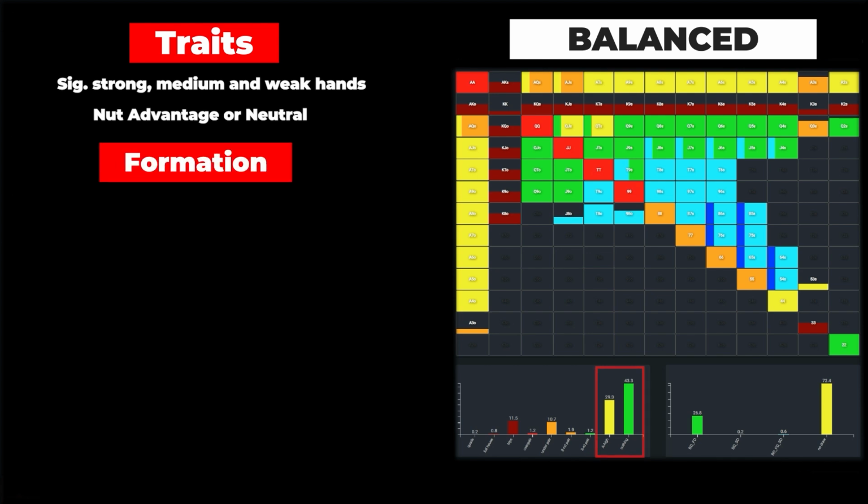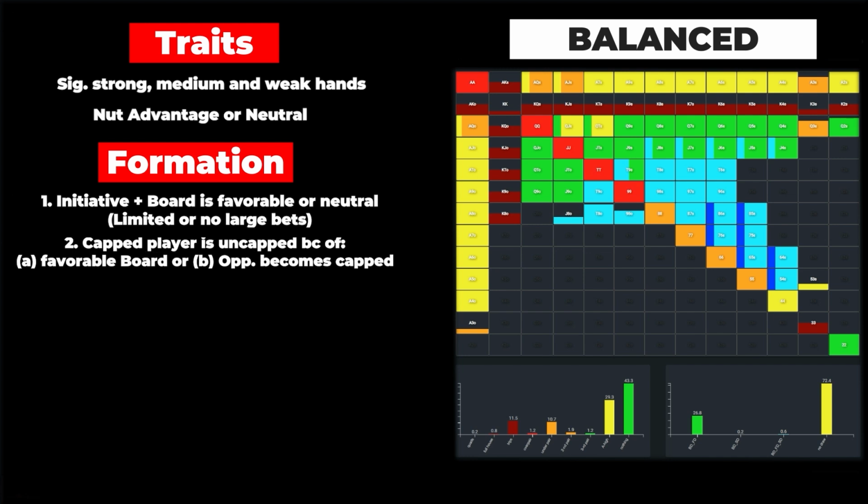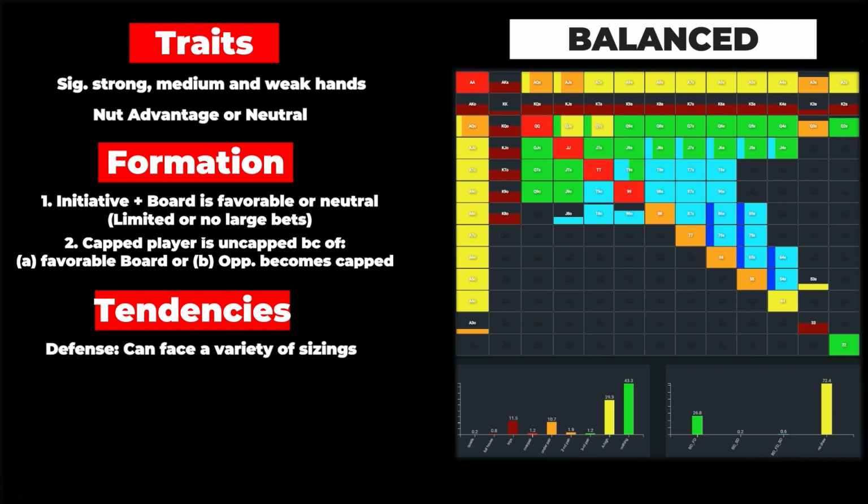A balanced range will most often be created when a player has the betting initiative and the board either is favorable or neutral to that player. A player without the initiative can also achieve a balanced range, typically when the board becomes very favorable to him. Since a balanced range is comprised of a full spectrum of different equity profiles, defensively it can face a variety of bet sizings and raises, targeting various regions of the range, and offensively, it may attack the opponent with a variety of sizings as well, with the optimal sizing often dictated by villain's range shape.